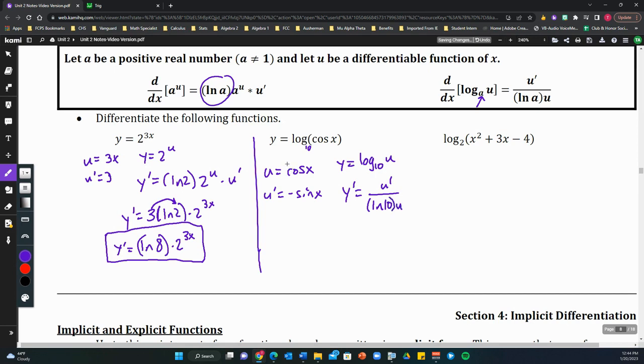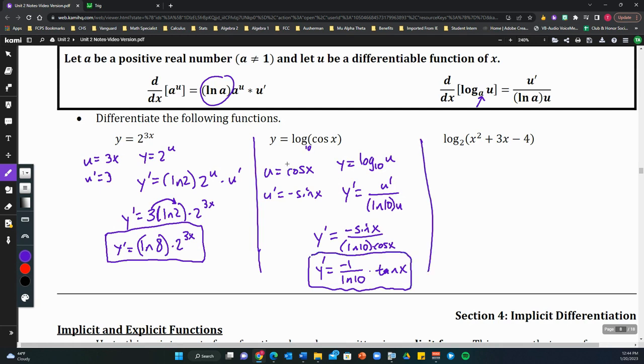Again, for exponentials, we multiply by natural log of the base. Logarithms, we divide by. So then our y prime would be negative sine of x over natural log of 10 times cosine of x, or negative sine over cosine is really tangent. So this becomes negative 1 over the natural log of 10 times tangent of x. Oops, forgot my prime. There we go.